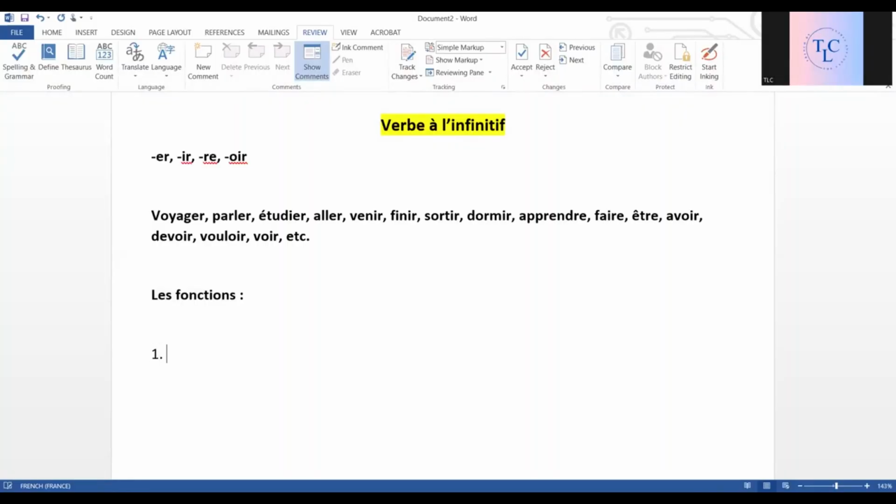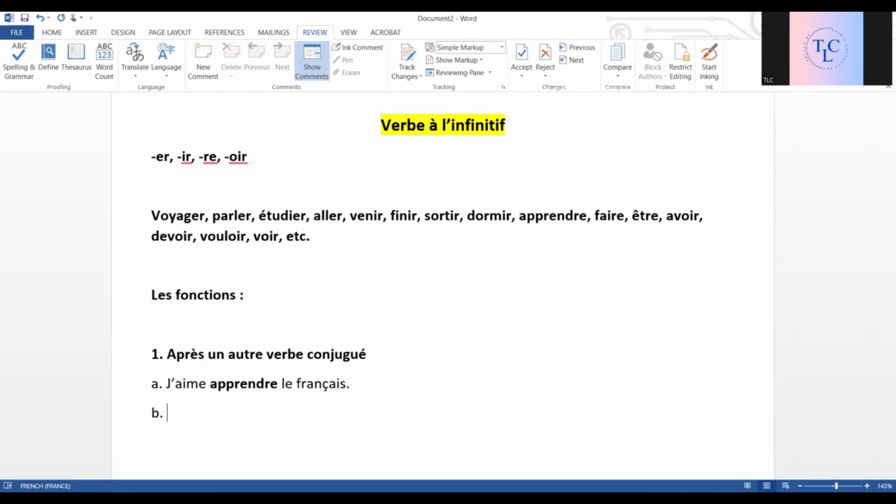Okay. What's the first use? Après un autre verbe conjugué. Okay, the first verb is conjugated after the subject, but the second verb that is placed immediately after it will be in its infinite form. For example, j'aime apprendre le français. Okay, so j'aime, aime is conjugated, but apprendre is in its infinite form.